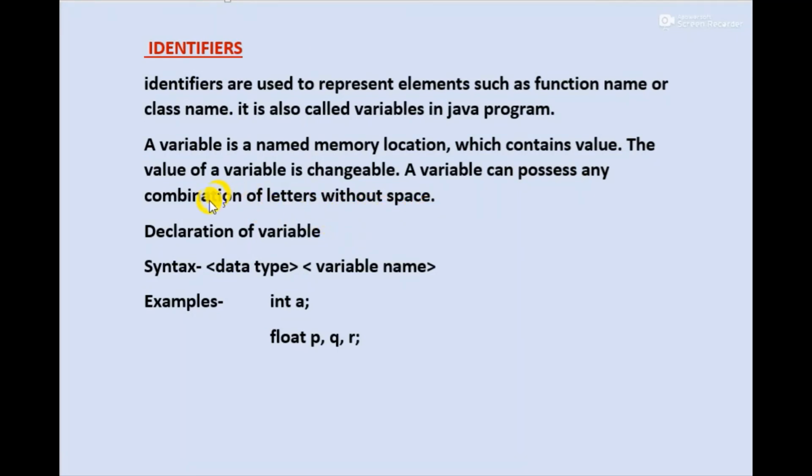Next I am showing you how we can declare a variable in a Java program. The syntax is data type and then variable name. Here we can observe the example int a, where int is the data type and a is the variable name. The next example is float pqr, where float is the data type and p, q and r are the variable names. So we can also declare multiple variables of the same data type.